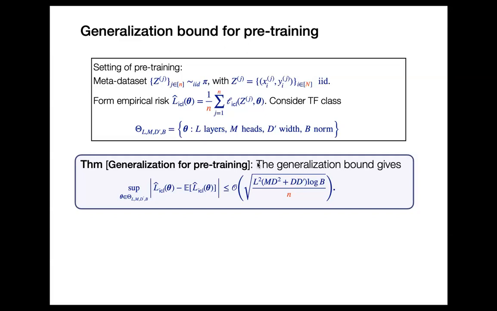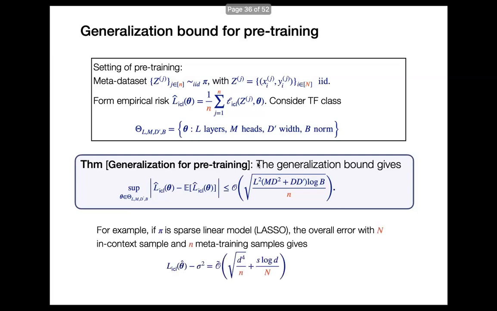And then there's a very simple generalization error bound. This generalization bound is nothing sophisticated. It's just a standard Rademacher complexity analysis. You get the generalization error will be polynomial in L and D prime, and logarithmic in B, where B is a norm of the parameter theta, divided by square root n. Little n is the number of pre-training tasks, the number of samples in the pre-training phase, so the number of meta tasks.